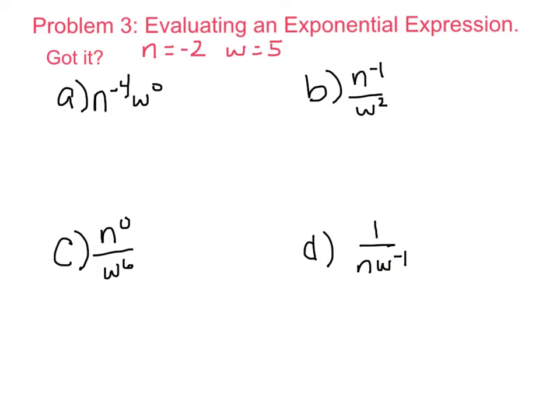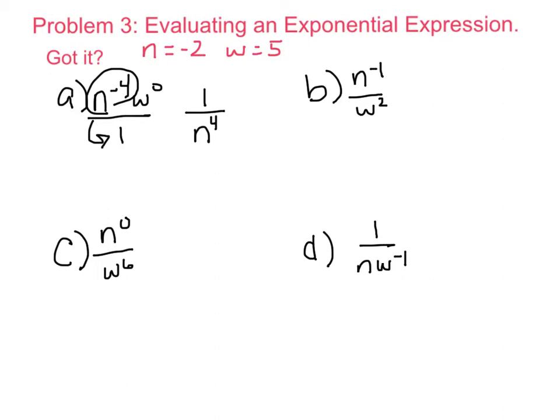So for example, some of you may think, well, I'm just going to take the negative 2 and plug it in right now. And I'm going to take the 5 and plug it in right now. You absolutely can do that. But I'm going to simplify first, and then I'm going to substitute. So here we go. I'm going to put it over 1. This moves to the bottom. And w to the 0 power, that's just 1. The n to the negative 4 goes to the bottom, and it becomes 1 over n to the 4th.